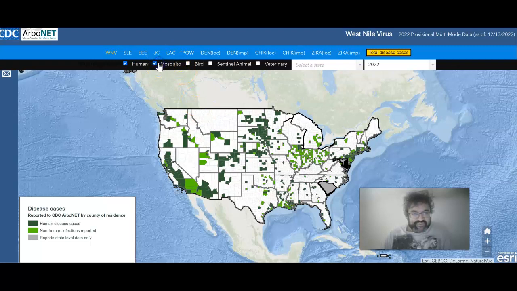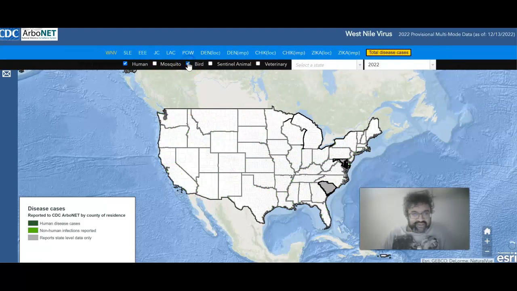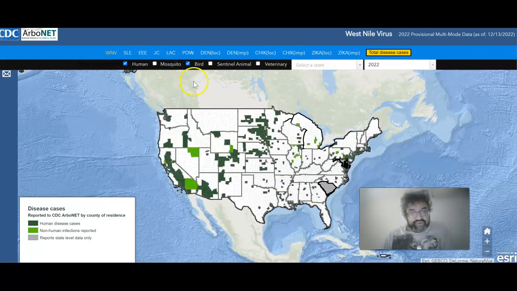So instead of mosquito, if we examine bird, let's see how the map draws itself. So it looks like we're clear. Now, with bird, you do have a lot of non-human, some non-human diseases. More so, human diseases are coming from bird, as you can see. So this is important to keep into account.